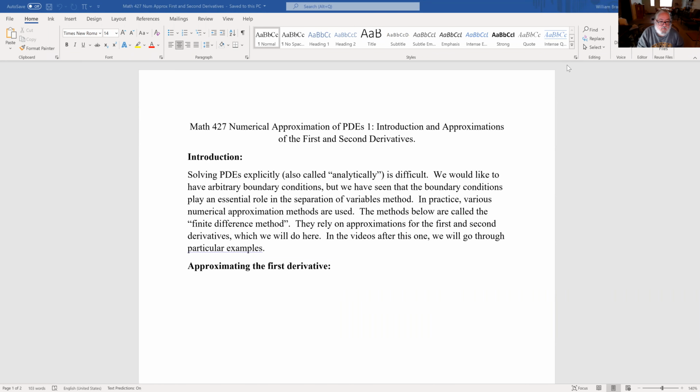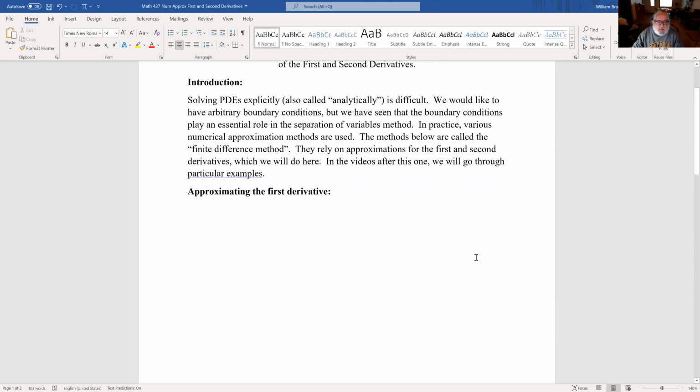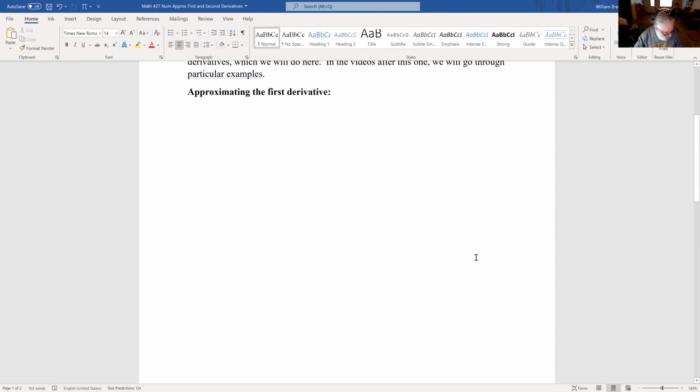Okay, so we want to talk about numerical approximation of PDEs, and we'll get started here with an introduction and approximations of first and second derivatives. So there's a little introduction. It's hard to solve PDEs explicitly, so we're going to use what's called a finite difference method. And we need to approximate the first and second derivatives because our PDEs involve first and second derivatives. So we're going to come up with the approximations for the first and second derivatives here, and in the videos after that, we'll go through particular examples.